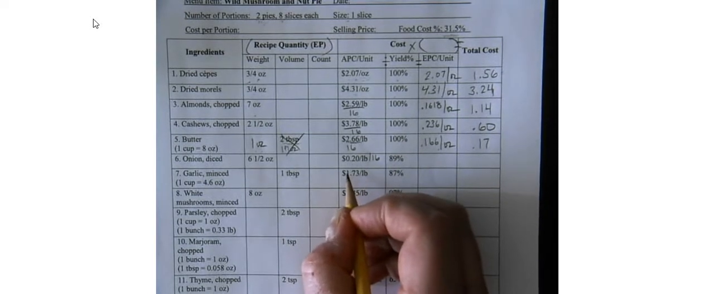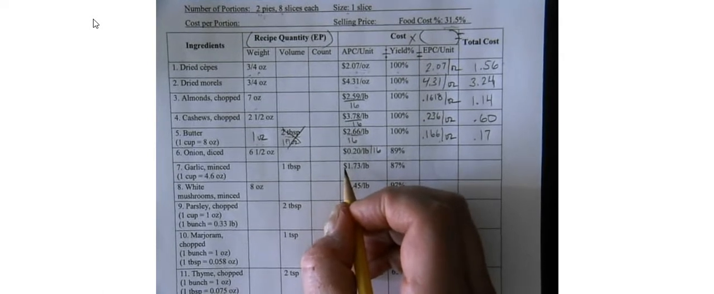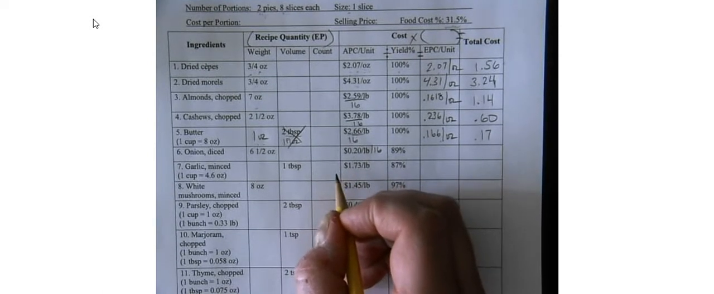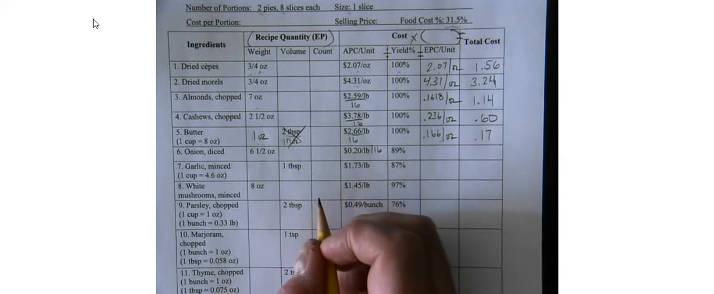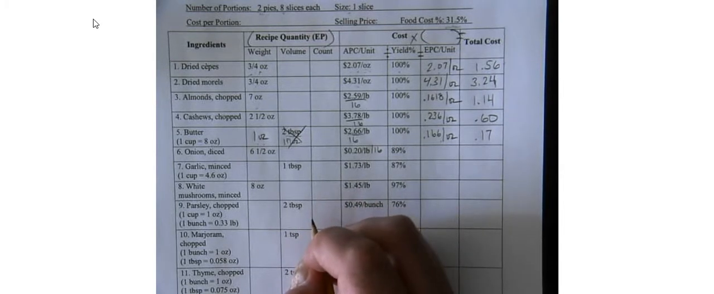6.5 ounces of onions, it's 20 cents per pound. And this one is the first one that has a less than 100% yield. All right, cost per pound, I'm going to divide by 16 ounces so I can get my cost per ounce. And I will say that when you're doing these recipe cost forms, space becomes an issue. So it can be helpful to have a piece of scratch paper to do some of your calculations on. We need to be able to keep track of everything.